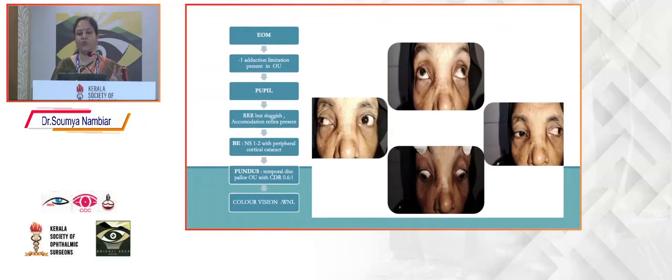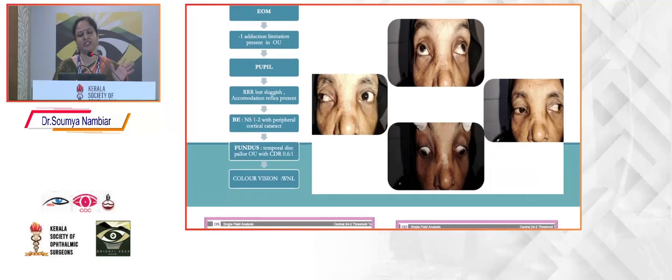Extraocular movements, you can see on the right side and left side, there is an adduction limitation in both eyes. And the pupil, this is very important, the pupil was round, regular, reacting, but sluggish in reaction. That is when something has to click, that there is some problem. Cataract, there is an NS 1 to 2 cataract. Fundus, you see mild disc pallor, very difficult to detect, okay? And as we told, cupping was there around 0.6. Color vision was tested, it was normal.